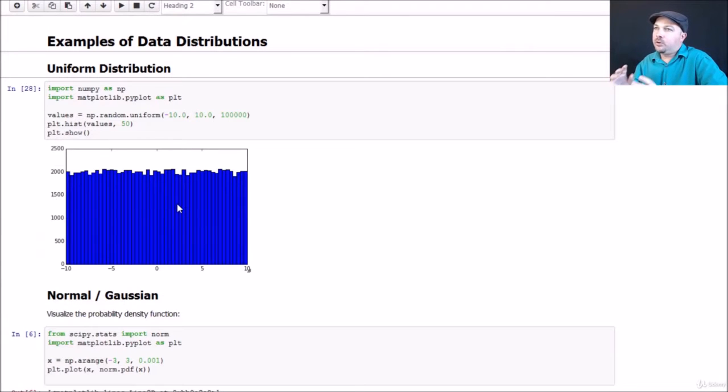A uniform distribution just means there's a flat constant probability of a value occurring within a given range. We can use the numpy random.uniform function, and this call says I want a uniformly distributed random set of values that ranges between -10 and +10, and I want 100,000 of them. If I then create a histogram of those values, you can see it looks like this.